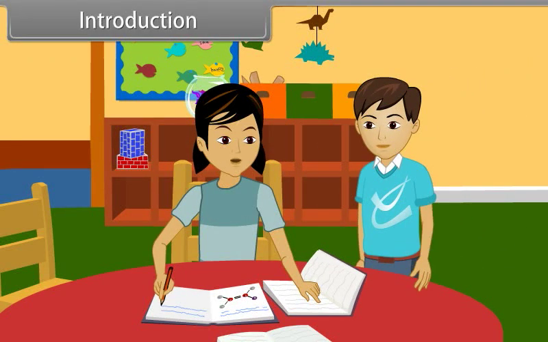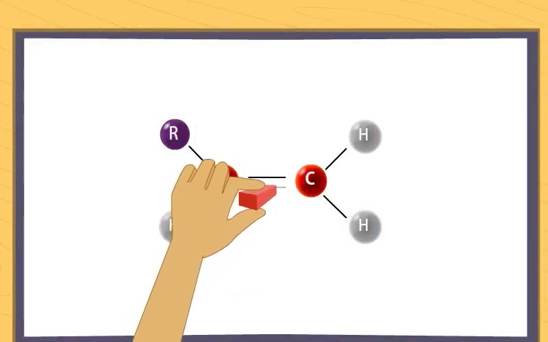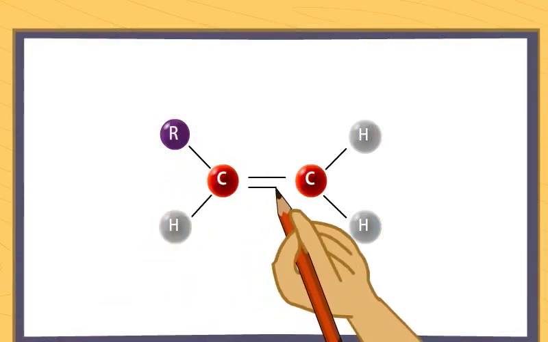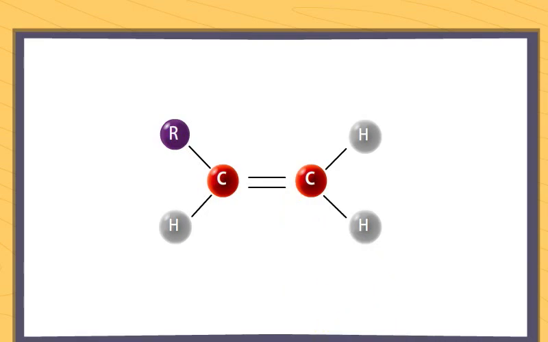Don't scrub, Ankush. Let me study. What are you studying? I'm doing my chemistry homework. You are doing it wrong. What are you doing? Now this is correct. No, this is a double bond and this is an alkene.